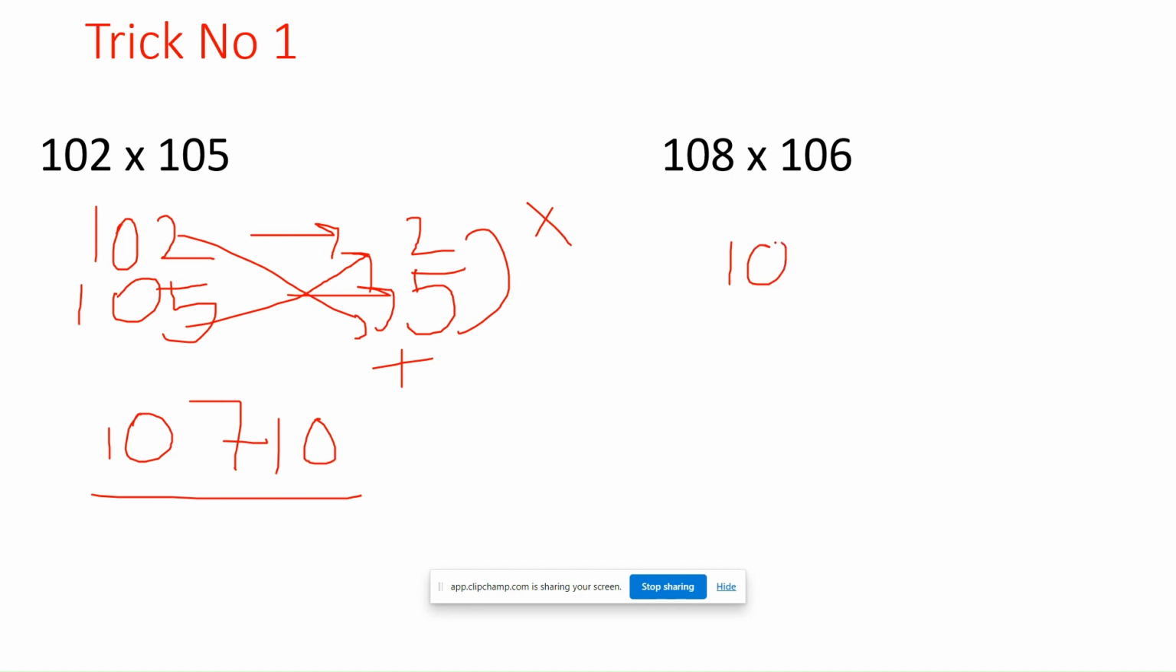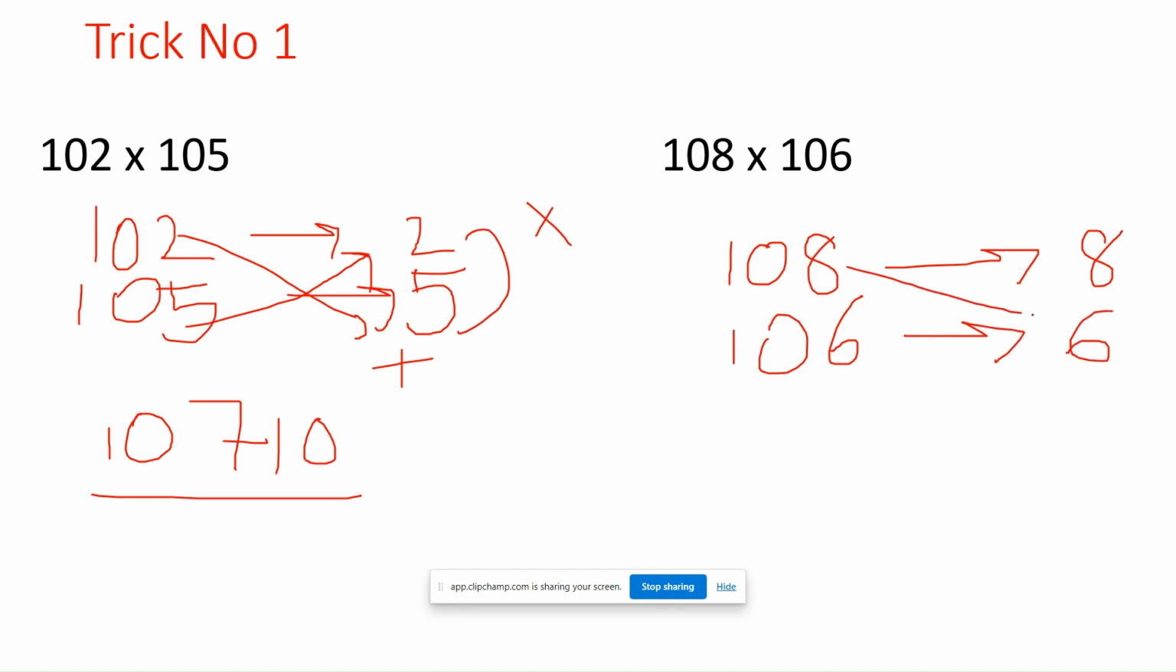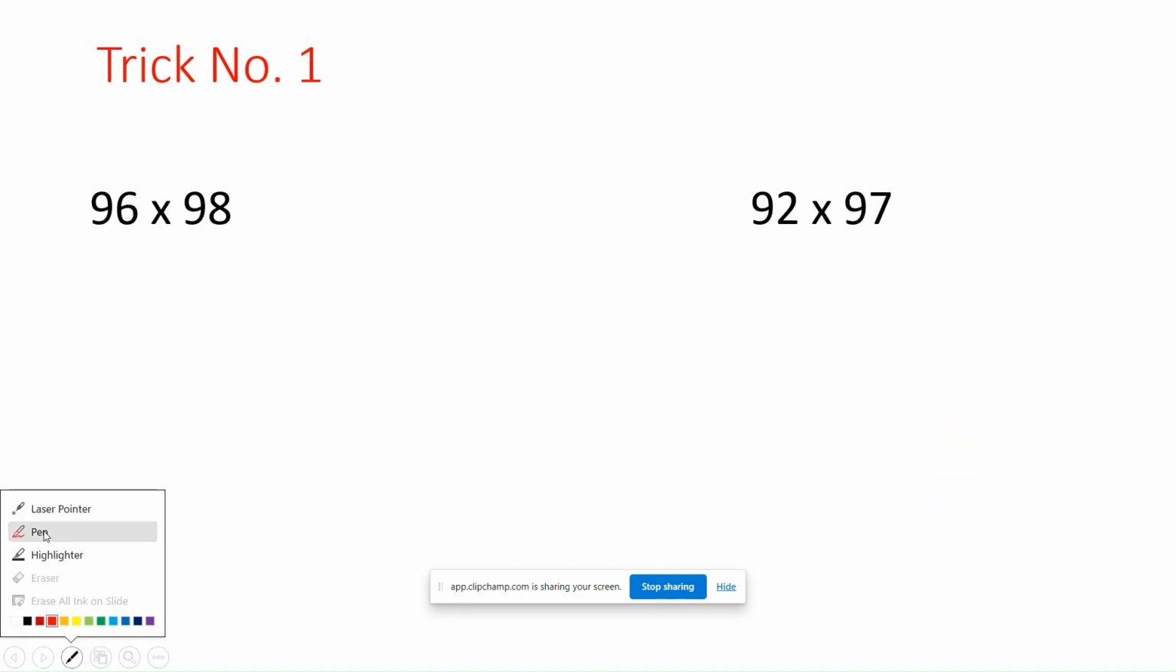See, 108. How many numbers are more than 100 here? 8 numbers are more. Here also, how many numbers are more than 100? These are 6. Now next, 108 plus 6 is how much? 114. You can see this also: 106 plus 8 is how much? 114. Then next is multiply these. 8 sixes are 48. Isn't it easy, friends?